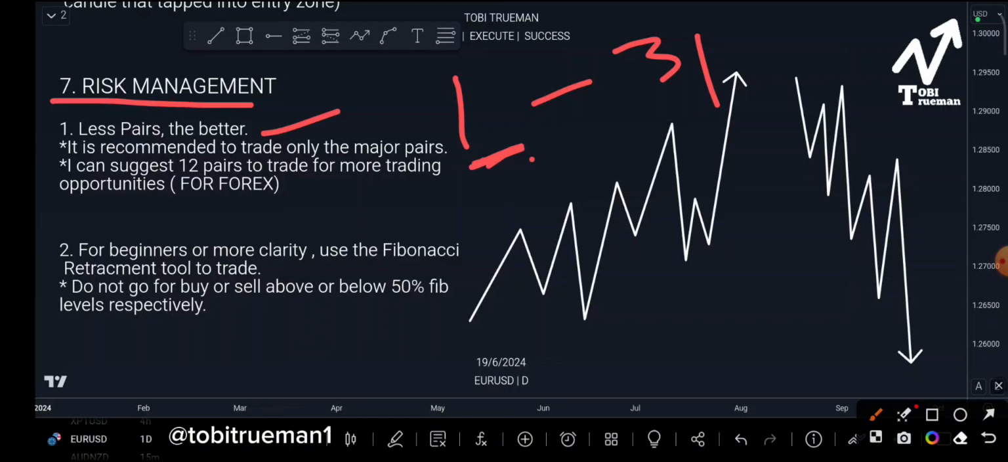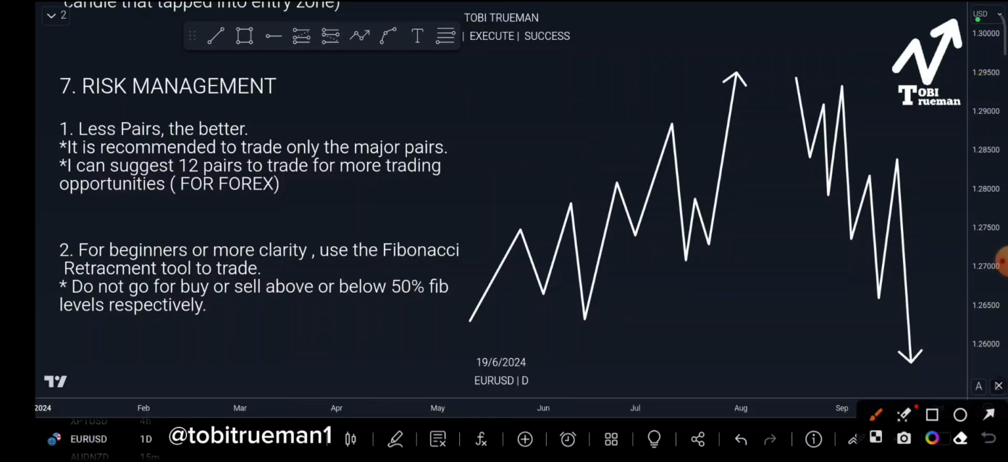First of all, it is recommended to trade only the major pairs. There are 7 major pairs. We have Euro USD, GBP USD, then we have NZD USD, AUD USD, USD CAD, USD CHF, USD JPY, just like that, 7 pairs. But if you are just starting up, I can recommend 12 pairs for you to trade when you are trading forex. Let me show you the 12 pairs.